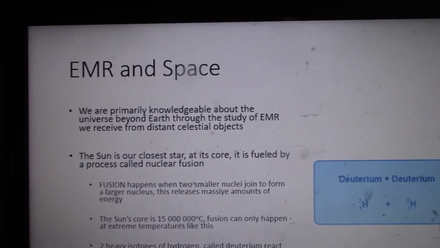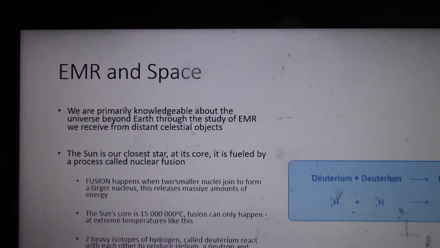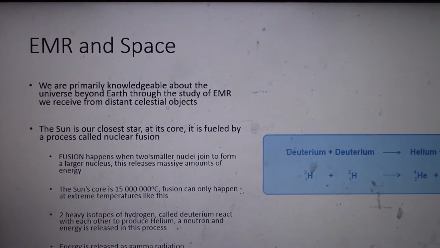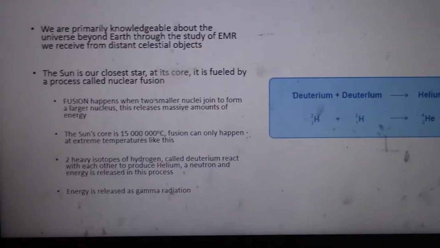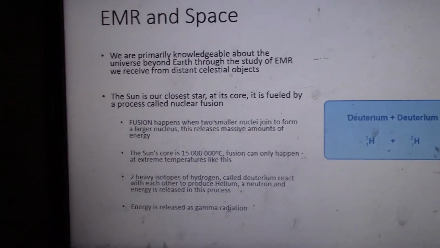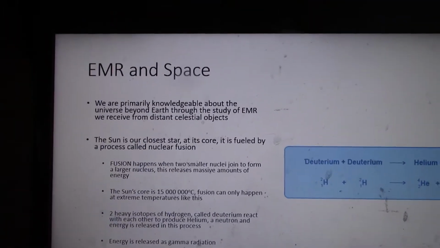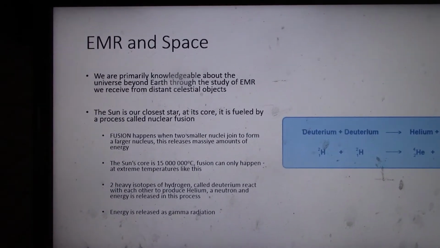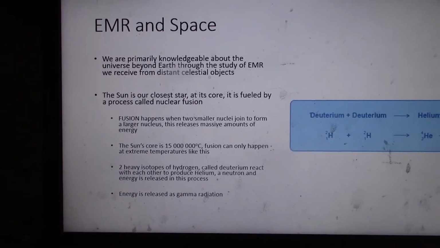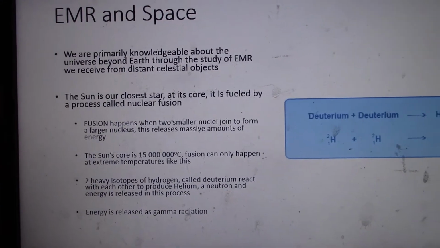So when we look at electromagnetic radiation in space, we're primarily knowledgeable about the universe beyond Earth through the study of all this electromagnetic radiation. So studying gamma rays and X-rays and radio waves, and then how those waves are influenced by gravity, which makes gravitational waves. So the sun itself is our closest star.